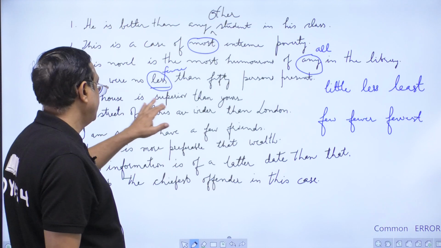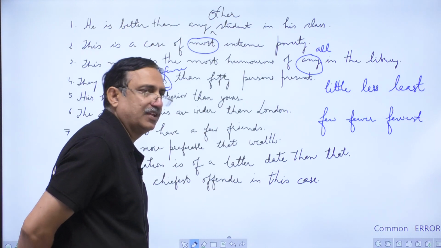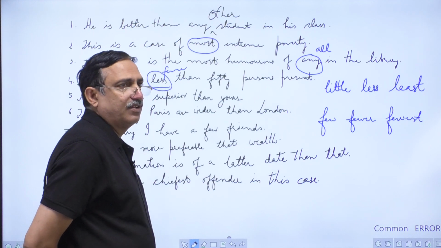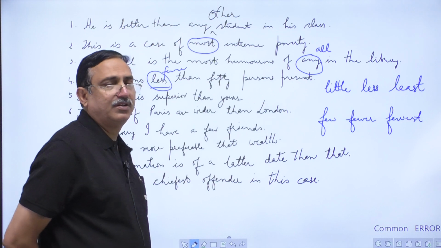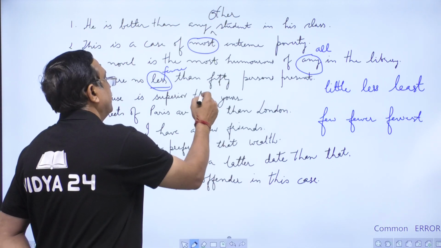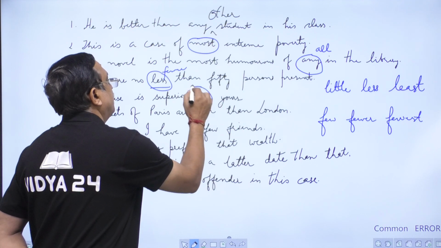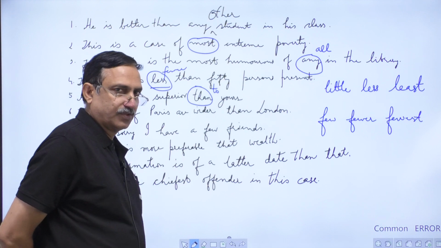His house is superior than yours. So we have just discussed that inferior, superior, junior, senior, prefer, preferable, they all take the preposition to. But what is here? Here you see than is written. So it should be replaced by to. Superior to.